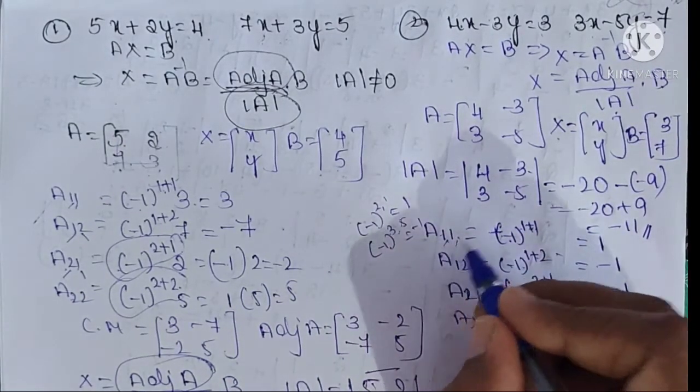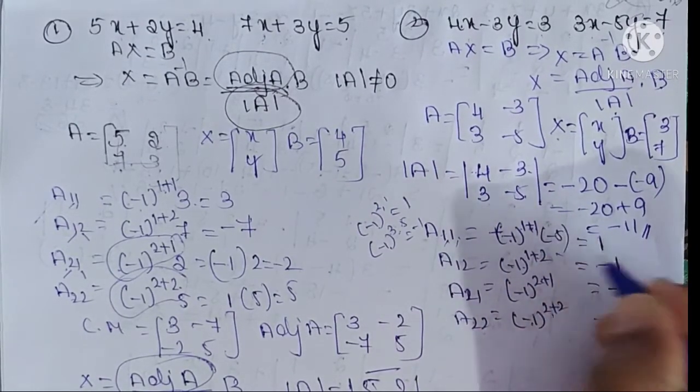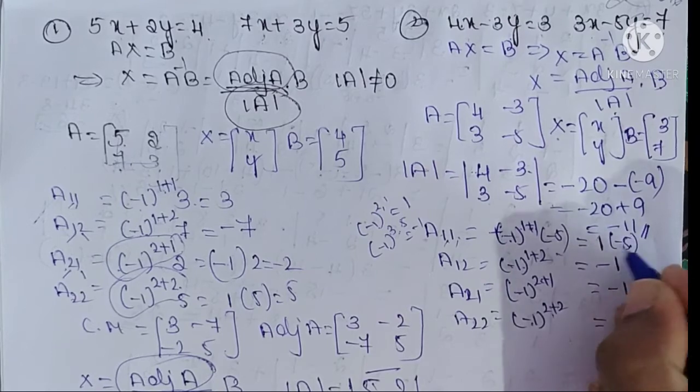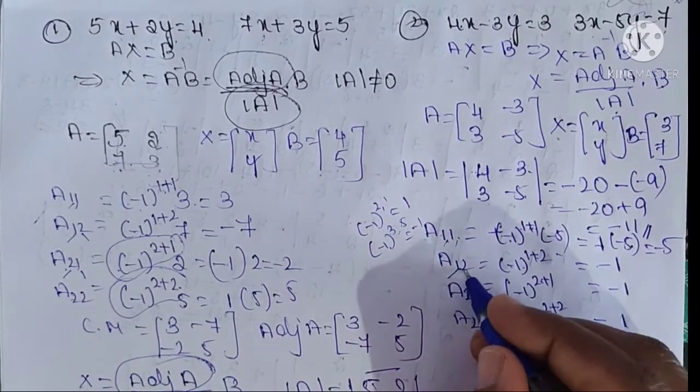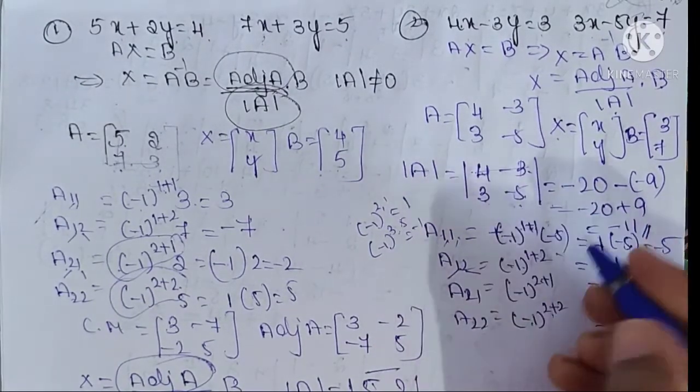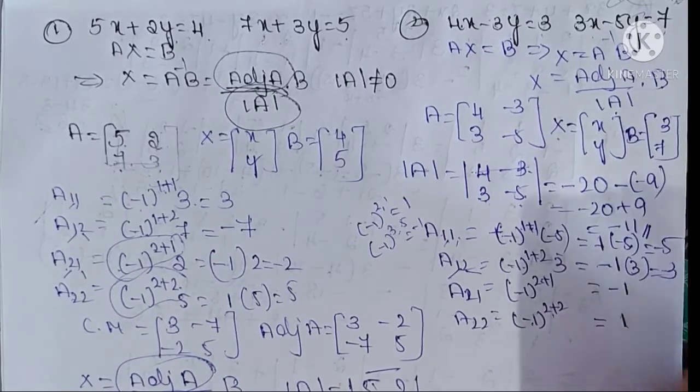Now delete the first row, first column. Remaining is minus 5. Minus 5 into 1 is minus 5. Delete the first row, second column. Remaining 3. 3 into minus 1 is minus 3.